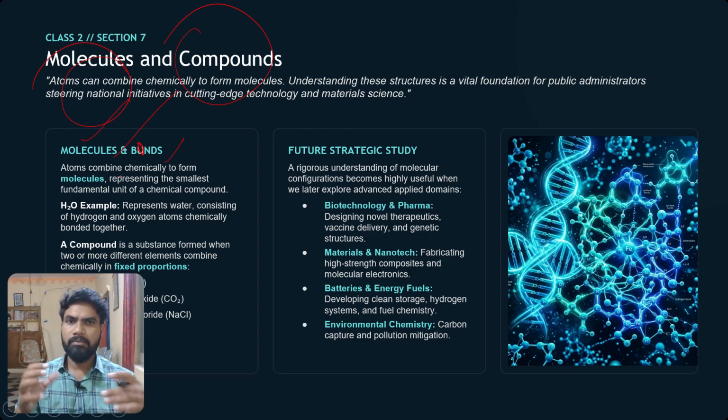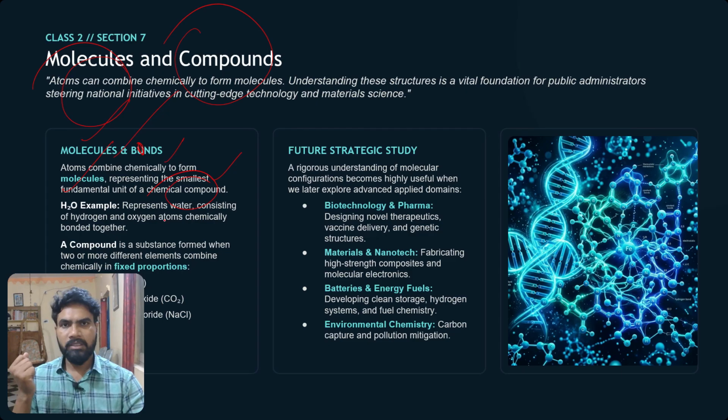Atoms are not stable, as you know very well, because some free electrons will be there in most of the atoms. If you leave out elements like krypton, xenon, neon, these are stable elements. Otherwise most of the elements are unstable because they have free electrons. Because of that, to get the required number of electrons in orbits, atoms come together and form compounds. Atoms combine chemically to form molecules representing the smallest fundamental unit of a chemical compound.